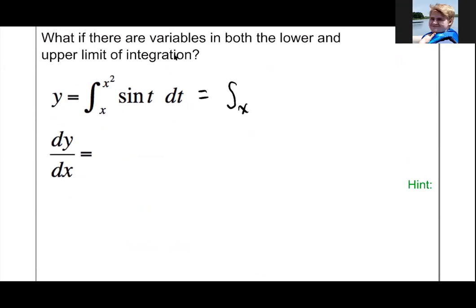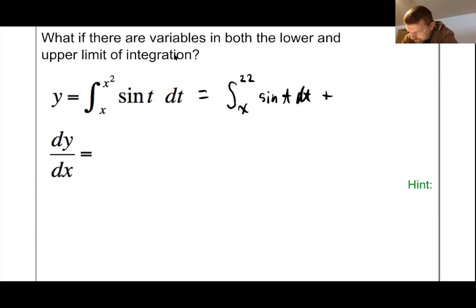The integral from x to 22 of sine of t dt plus the integral from 22 to x squared of sine of t dt. I'm taking a single integral and I'm splitting it up.